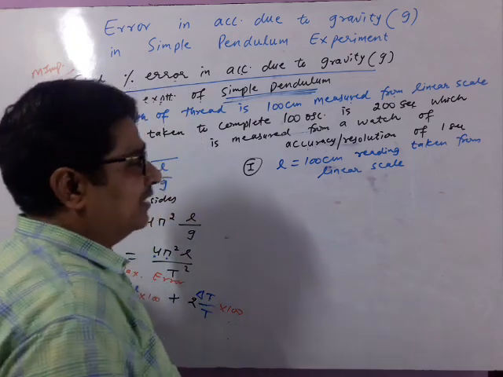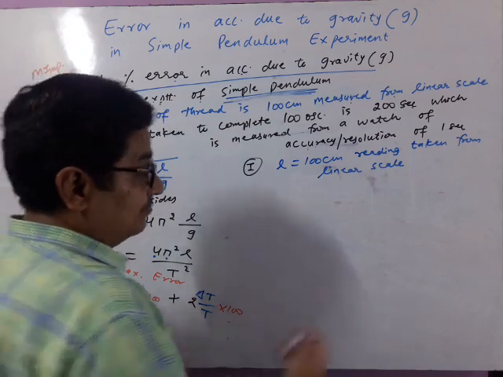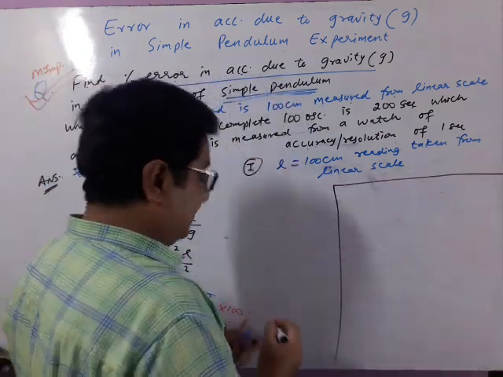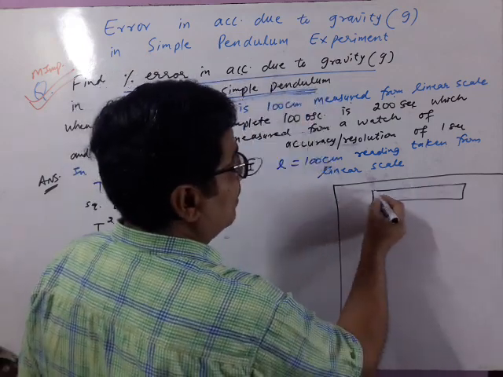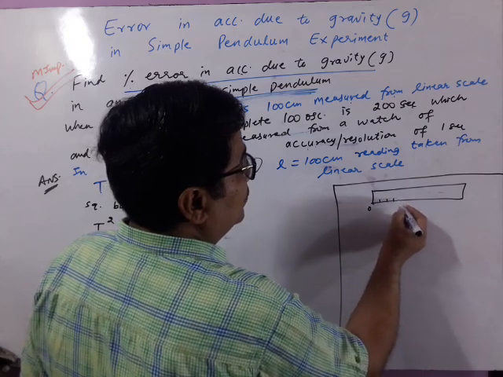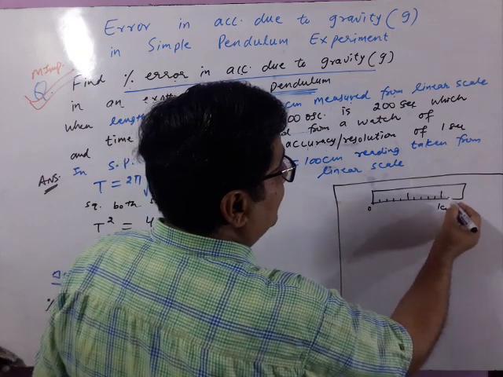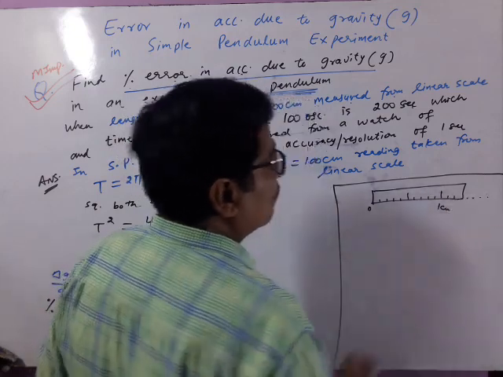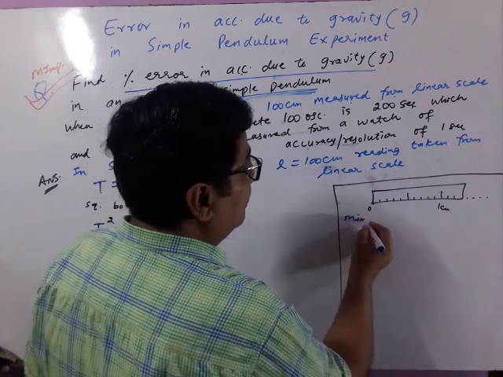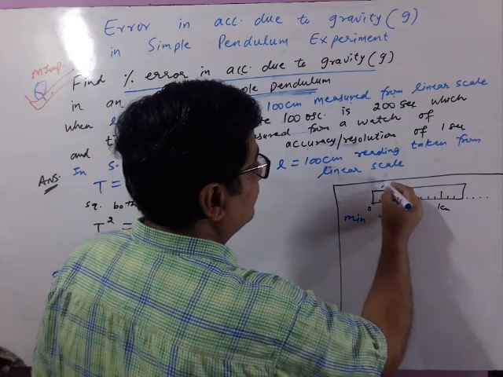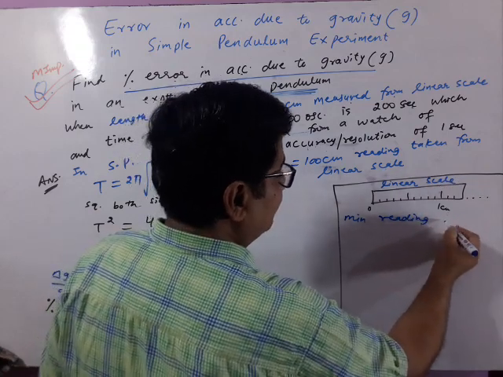You know, every instrument, every scale has some error. Now see this point. What is linear scale? See, this is linear scale. It is 0, 1, 2, 3, 4, 5, 6, 7, 8, 9, this. This is 1 centimeter, then this, and so on. Now, what is the minimum reading taken from linear scale?